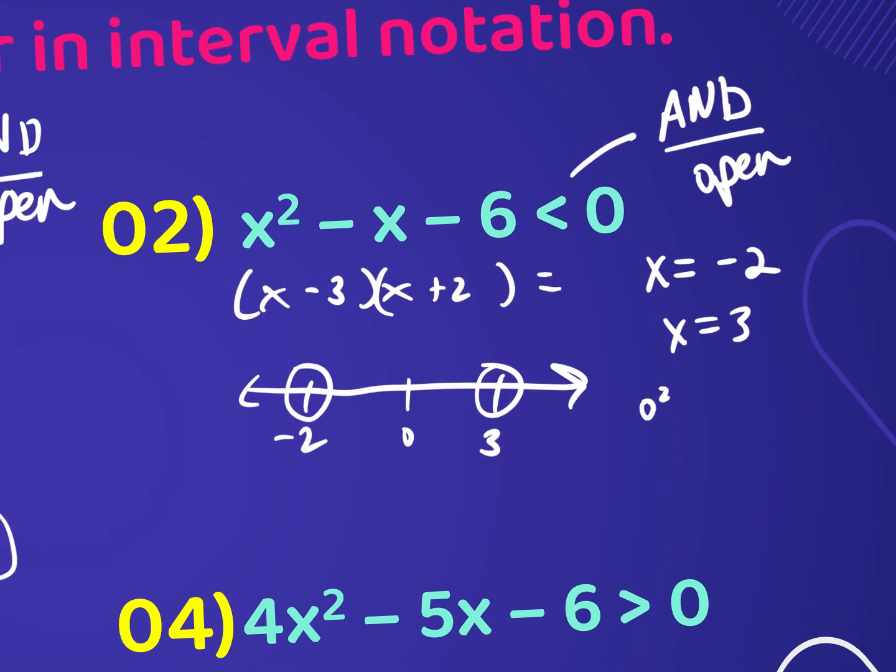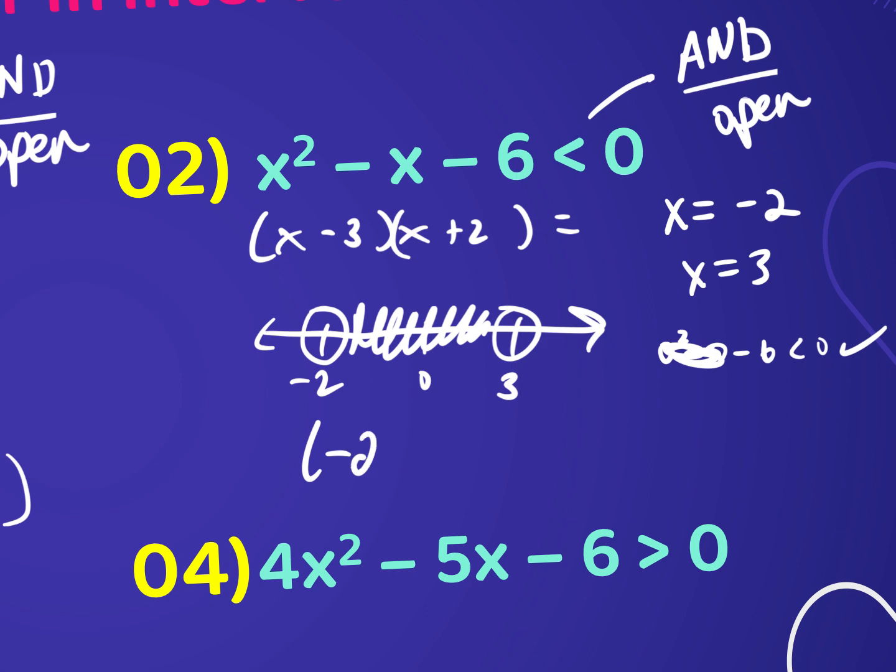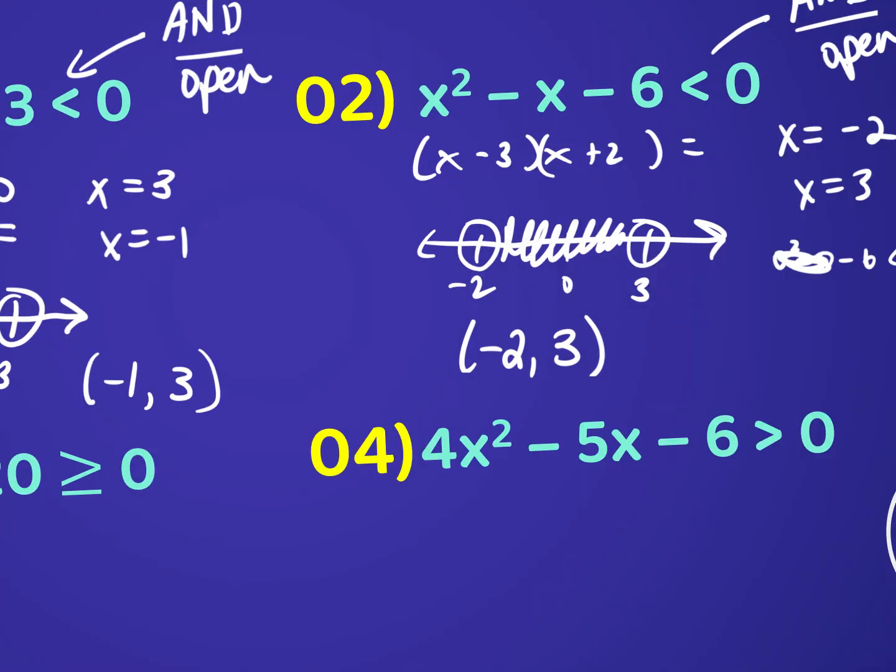So 0 squared minus 0, -6. Is -6 less than 0? Yes. So you're right, we're coloring there. And then how do I write that in interval notation? -2 to positive 3 in parentheses. Again, why in parentheses? Because it's not included.